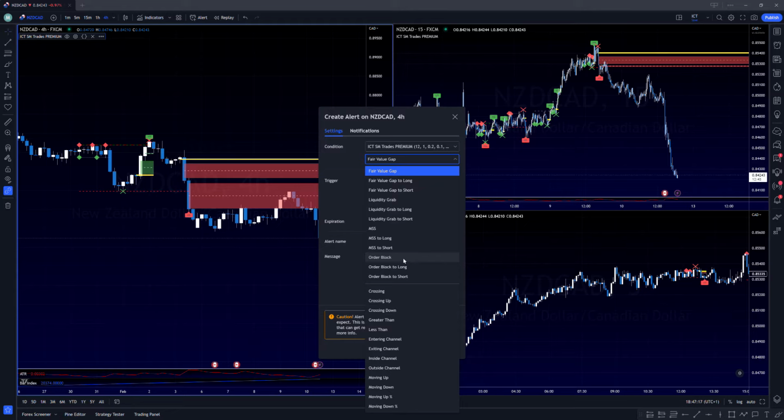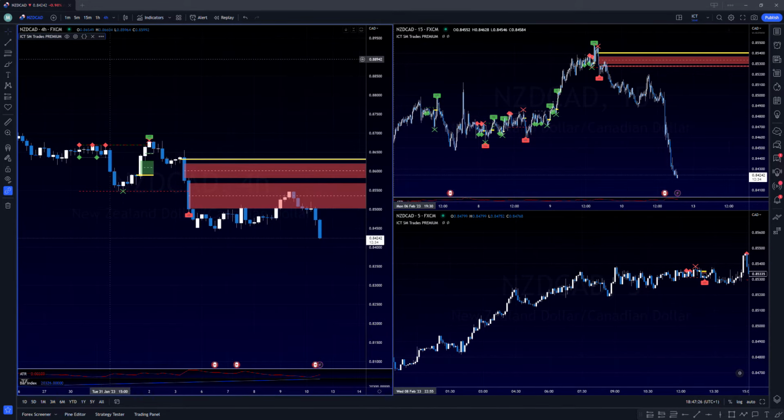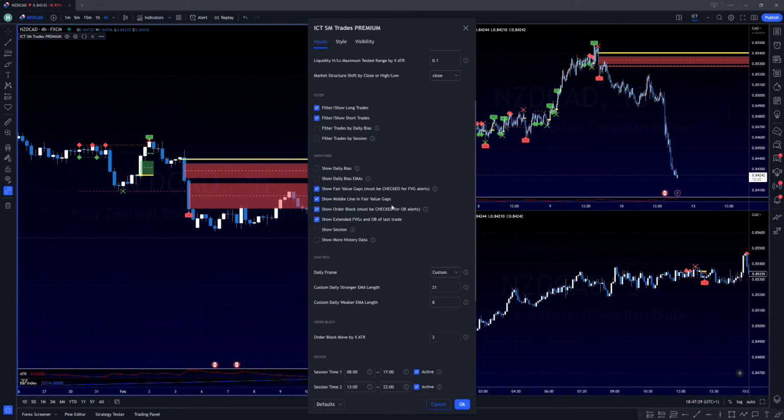There is one important thing. If you want to make the fair value gap and order block alerts work, you need to have clicked this for fair value gap alerts. It is written here as well. Must be checked for fair value gap alerts. And if you want order block alerts, you have to have checked this setting. Okay, so it is written here as well.